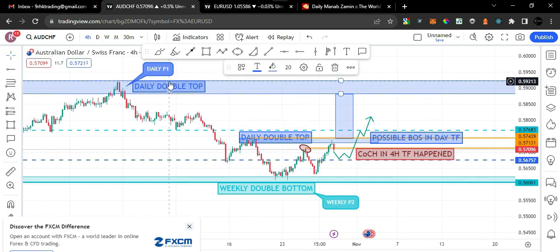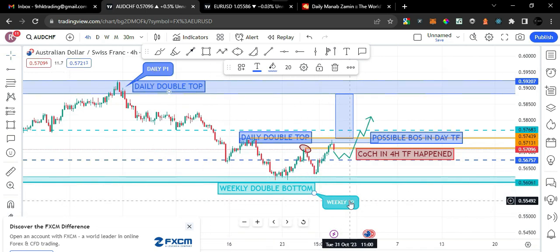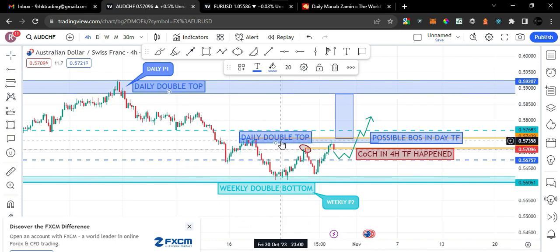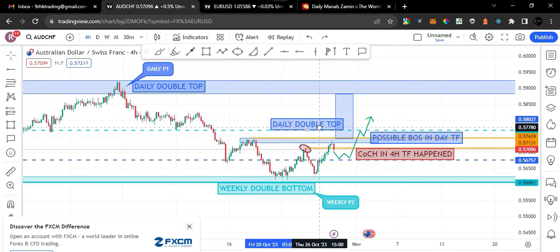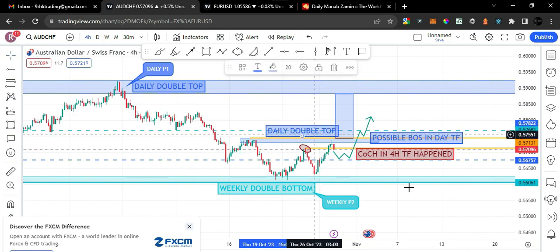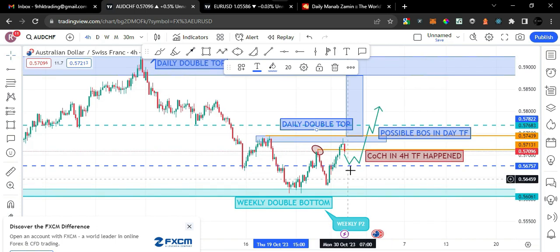This is pattern 1. Then weekly double top, double bottom. This is pattern 2. Then we have a daily double top here. This one. This is the guy. Don't move it. This is the guy where we have formed. Let me make it a little bit. This is the two places. Let's mark them properly.